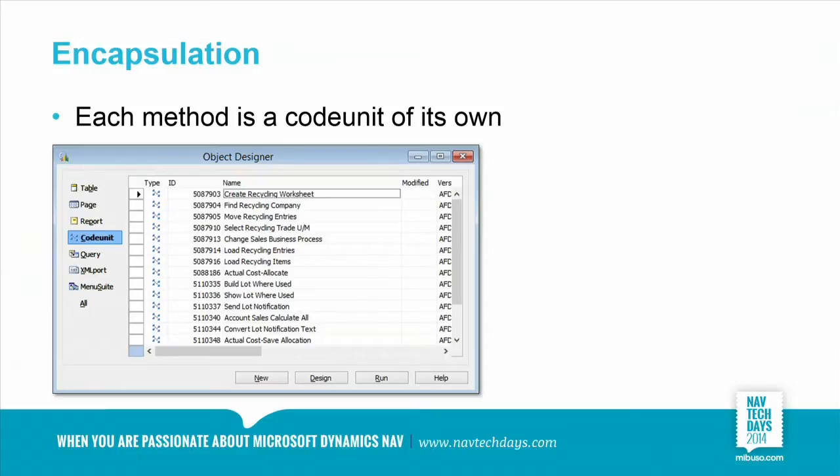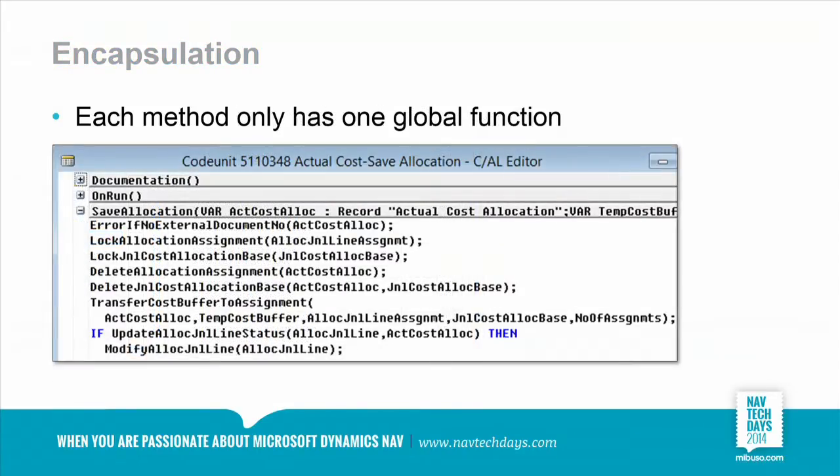And I gladly take the opportunity again to ask Microsoft to give us code units for free, because it really helps to structure your code and makes code units much more readable. And then each method only has one global function. Since that does not involve any budget decisions, Microsoft has gladly already done something to help us in NAV 2015, when we've been in the keynotes.